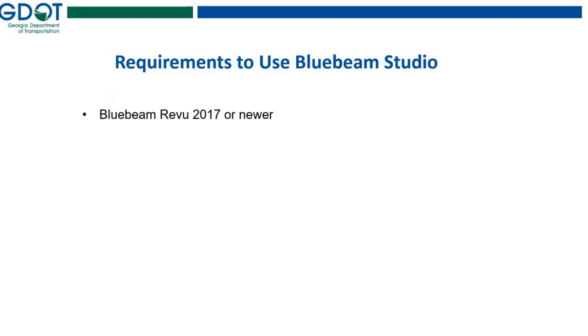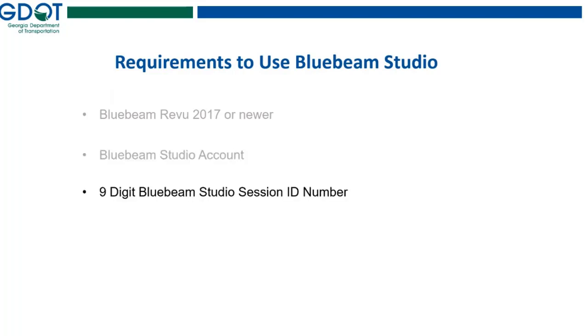Now, some of the requirements that you need to have to use Bluebeam Studio: you need version 2017 or newer. If you don't have version 2017 or newer, you can reach out to Design Policy. They are the ones that are in charge of updating and putting Bluebeam on your computer. So just reach out to them. You will need a Bluebeam Studio account, which we will go over how to do, but you need to sign up for Bluebeam. And you will need a 9-digit Bluebeam Studio session ID number, which will be provided in the field plan review schedule letters if the project is using Bluebeam.